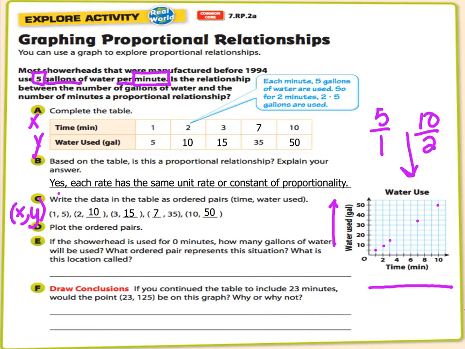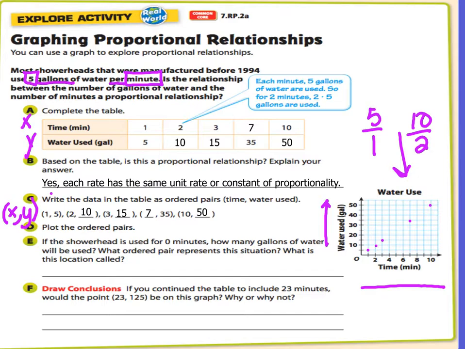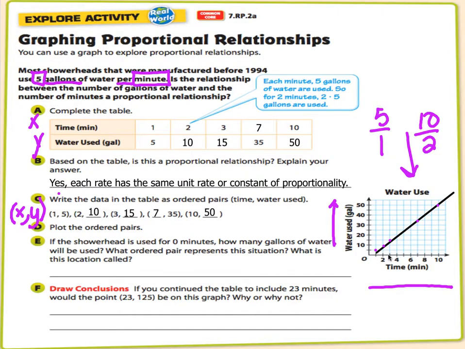Okay? I know this isn't perfect, but what I can do is draw a line now from my 1 gallon used through my 10 gallons used. And I have to be careful right now. I can't start at 0, 0, and I will talk about why I can't just yet.